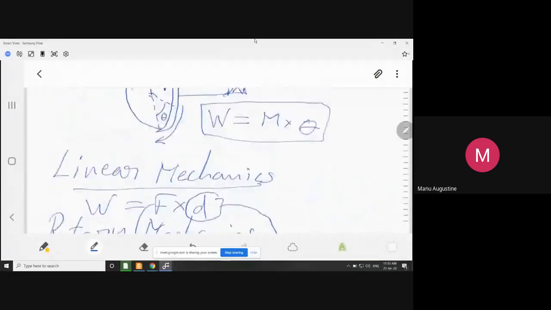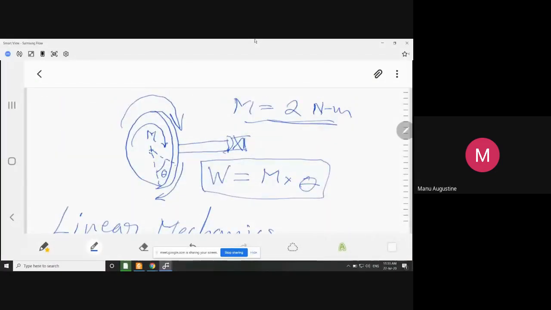Now, again, in this example, suppose the disk was already rotating under the influence of some motor. Let us say there was a motor already fixed on the other end of the wall. There is a motor here which is running, and the disk is already rotating in the clockwise direction. And you apply a force or a moment, let us say, in the counterclockwise direction of 2 Newton meter.